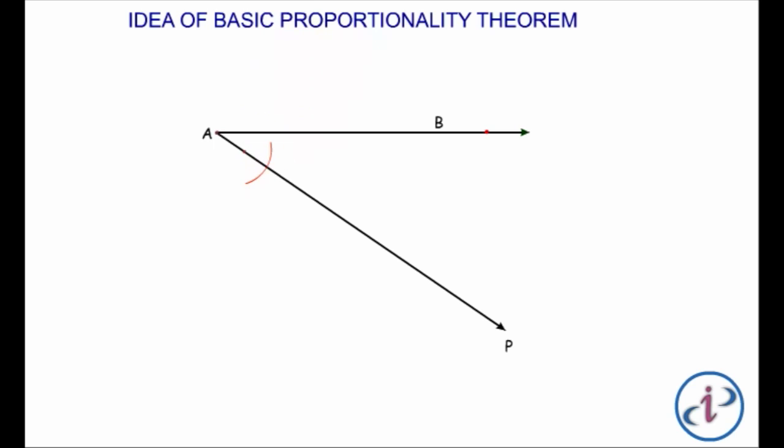From A, make 7 equal parts on the ray AP and name them A1, A2, A3, A4, A5, A6 and A7. Join A7 and B. Draw a line at A4 parallel to the line segment A7B, meeting the line segment AB at C.